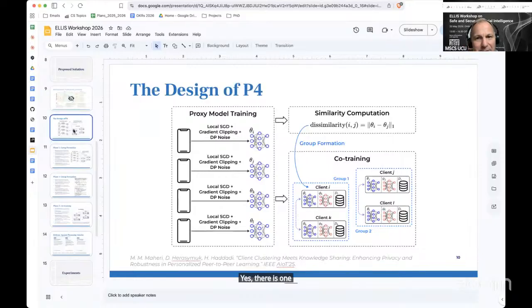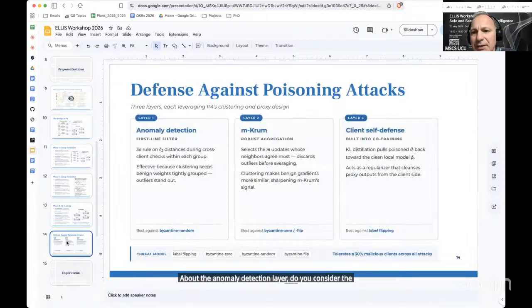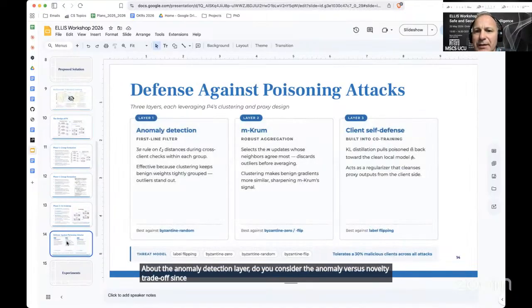I'll read it aloud. So, Dennis, this question from Munir is about the anomaly detection layer. Do you consider the anomaly versus novelty trade-off, since new drifts may uncover new insights about user localized model, making learning or unlearning methods?